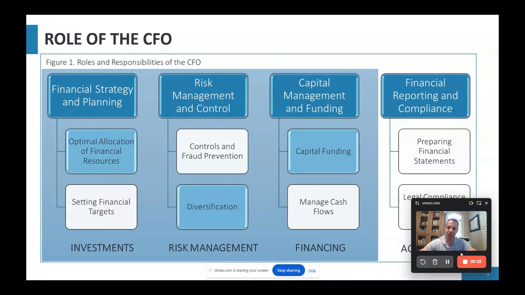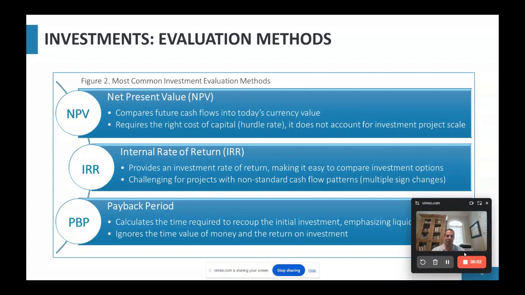More specifically, today we will talk about methods for assessing projects during resource allocation decisions. We will talk about metrics of diversification to address risk, and we will look at capital funding options and their costs. Let's take a look at evaluation methods.